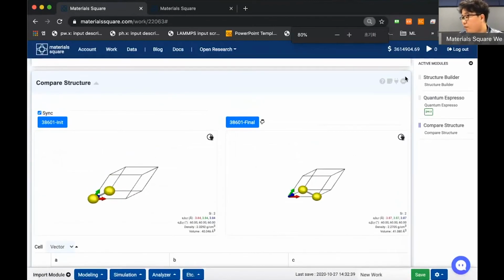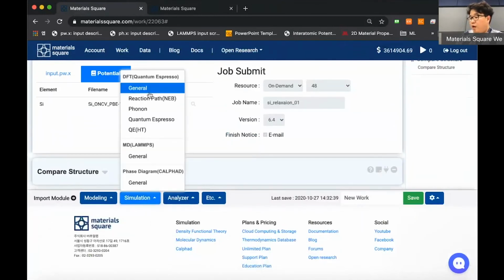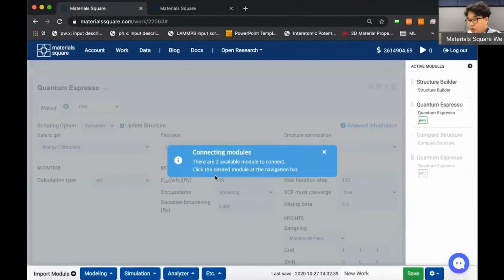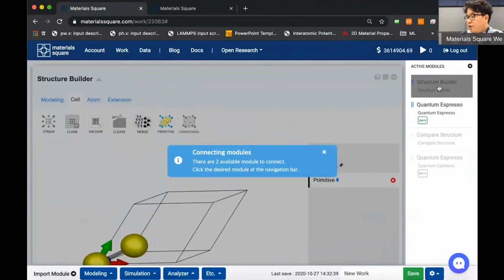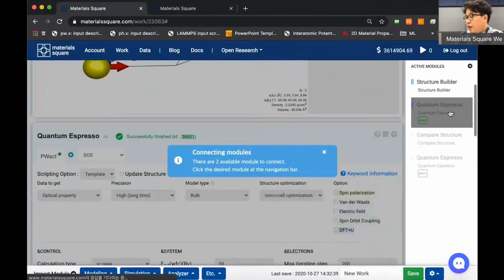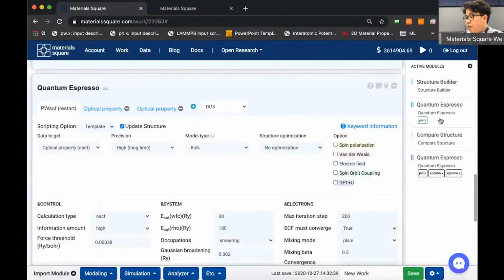Okay, just click here, and after that I'm going to calculate the NSCF calculation. So press simulation and press general. In here, you can connect two modules. This one is the relaxation calculation. This one is the initial calculation, right? So you should select this one because we already have a relaxed structure. NSCF needs a very stable structure, right? So you press Quantum ESPRESSO here.